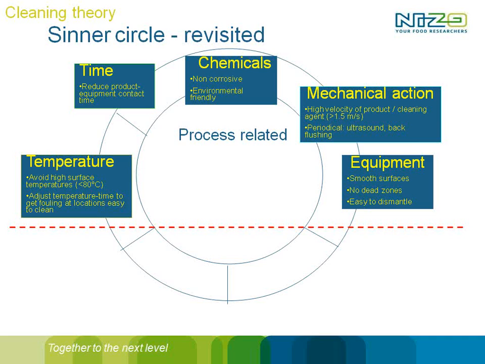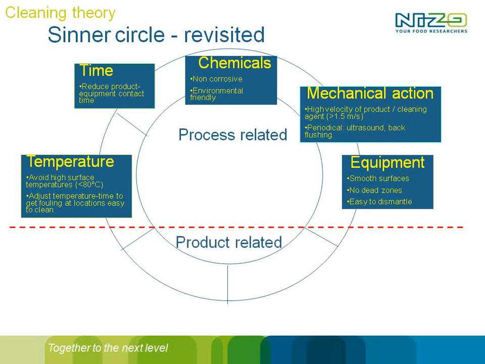Mechanical action: as I mentioned, make sure that you have a high velocity to have a turbulent flow. What you do see is that, for example, ultrasound or back flushing is applied in specific applications. For example, back flushing is done for membrane cleaning. Finally, equipment is very important. What type of equipment are you cleaning? It says something about the design of the equipment, and we have some slides about it later in the presentation, so I'll not say anything about it now. But smooth surfaces and no dead zones are very important to keep in mind when you design your production process.